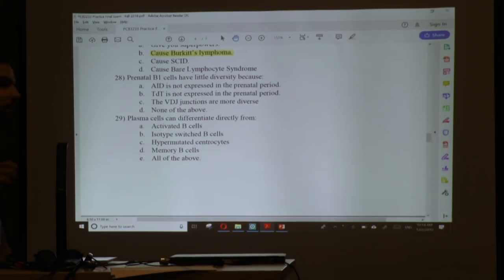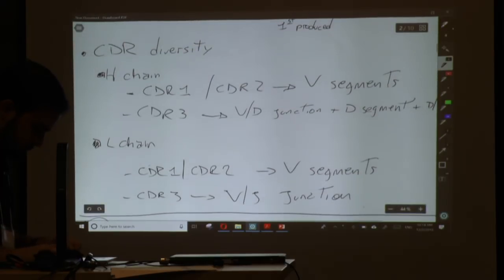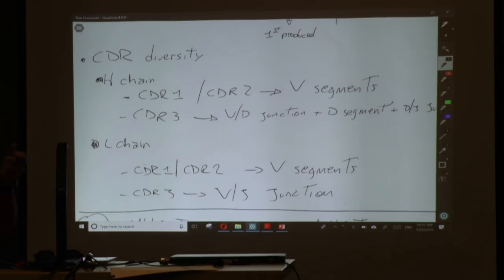What is it? TDT. So it's TDT, right? Remember, like I was saying, I showed you the CDR diversity, right? The binding site. The junction, the VD junction and DJ junction, and then V and J junctions. That's just referring to those peptides added at random in between each gene segments that were cut by RAG1 and 2, right?